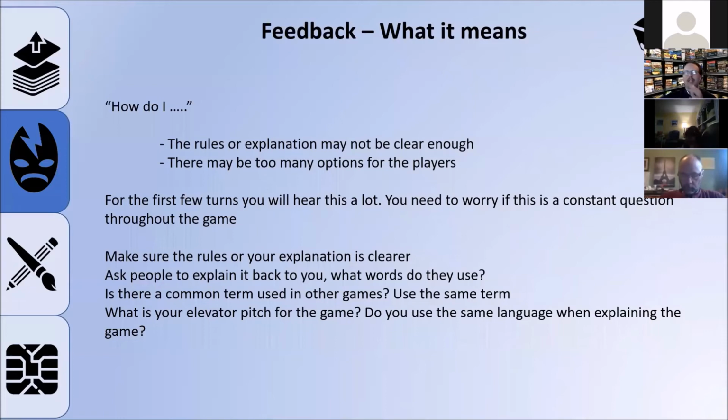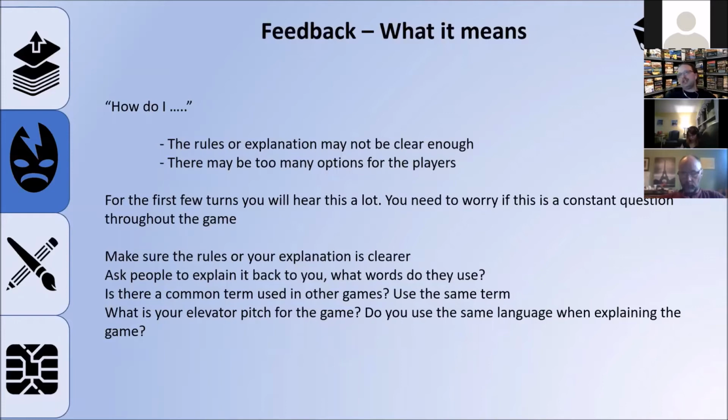So you need to check your rules and find out from your players what those rules actually mean. You can read them, you understand them, you know what they mean. But ask your players what they mean. Ask your players how they understand the rule when they're reading through it, when they're trying to do it. What is it to them? Is there a common term that is used in other games that you're not using in your rule?